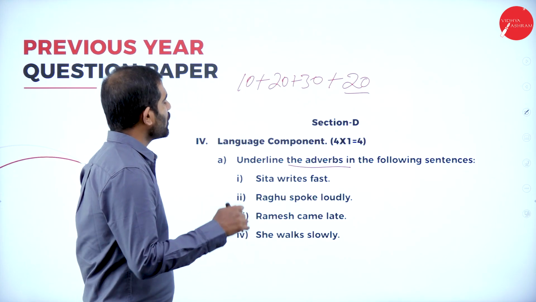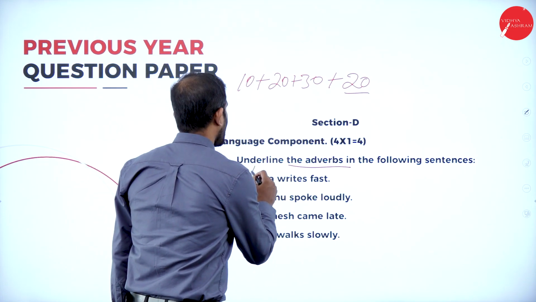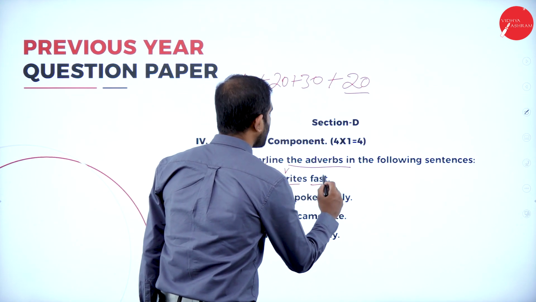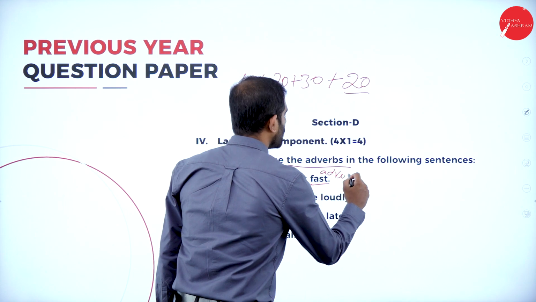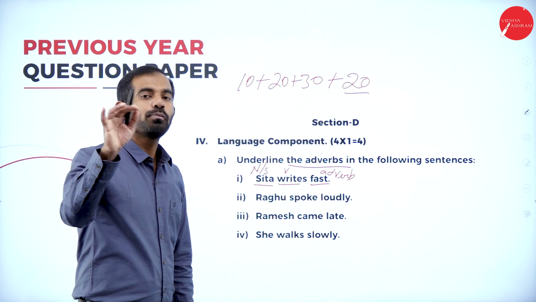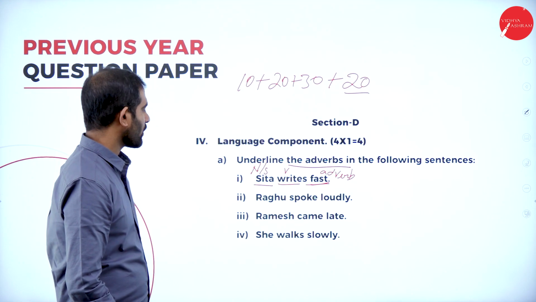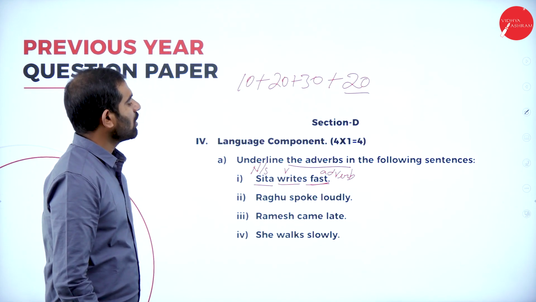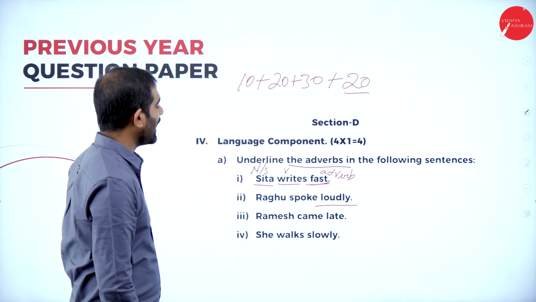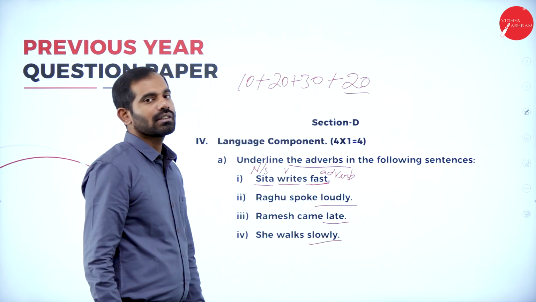It's very easy. Sita writes fast. Sita is the noun, the subject. Writes is the verb and fast is the adverb. So in your examination, you can simply write this word, or you can prefer writing the complete sentence, then you have to underline the adverb. Raghu spoke loudly. Loudly is the adverb. Ramesh came late. Late is the adverb. She walks slowly. Slowly is the adverb.